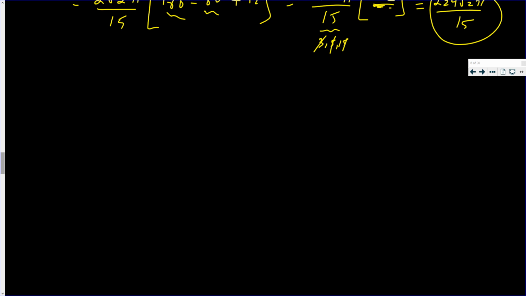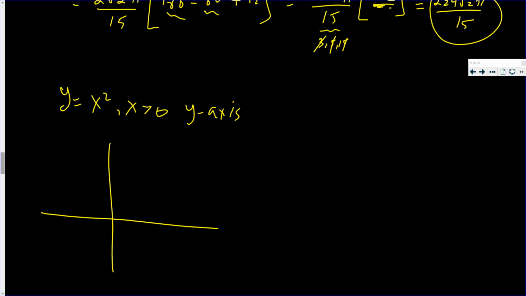Suppose you have y equal x squared. X is positive, and you want to revolve about the y-axis this time. Well, if x is positive, let's not worry about what happens to the left portion of this graph. It's going to look like this, and let us say something a little bit different. Instead of just x being positive, x is between 0 and 4.